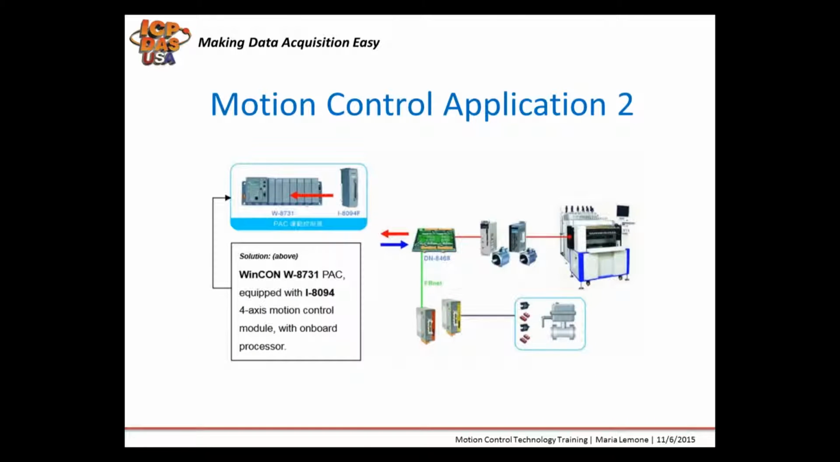So the WinCon was our first programmable automation controller, and it's equipped with an I-8094 4-axis motion control module, and it's connected to a daughter board. The daughter board is connected to some FRnet I/O modules for turning things on and off, and servo motors are connected to different equipment for the movement of the machine. So basically it's a motion control machine application.